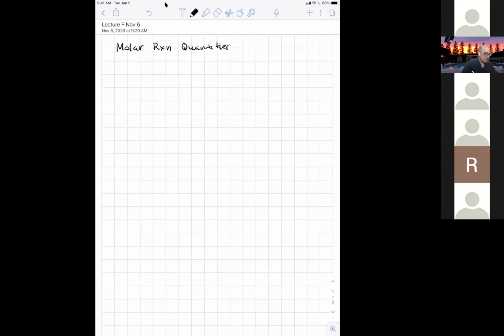Today, we're going to do a number of things. We're going to do molar reaction quantities. In other words, we're going to learn how to get thermodynamics from cells. We're going to do the Nernst equation, which I think most people remember.